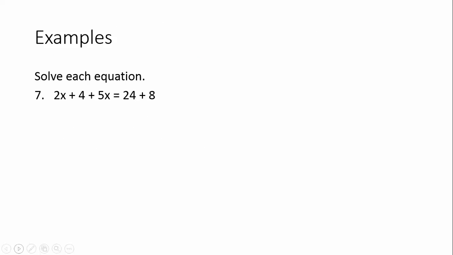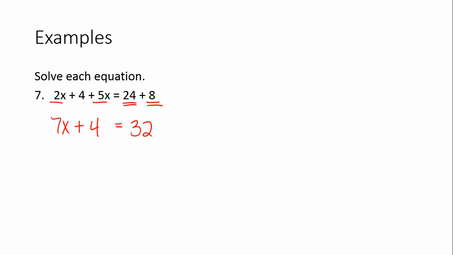So number 7, solve the equation. I don't have the distributive property, but I do have like terms, and I actually have them on both sides of the equation. On the left side, I have 2x and 5x, so that becomes 7x plus 4. On the right side, I have 24 plus 8, which becomes 32.